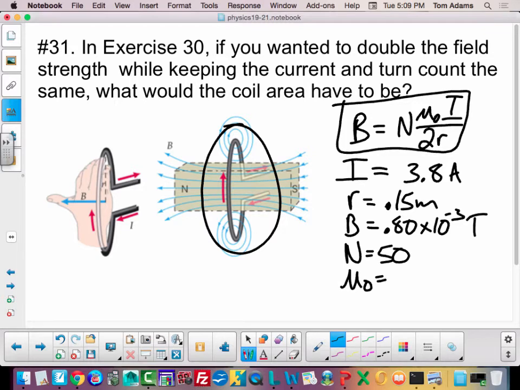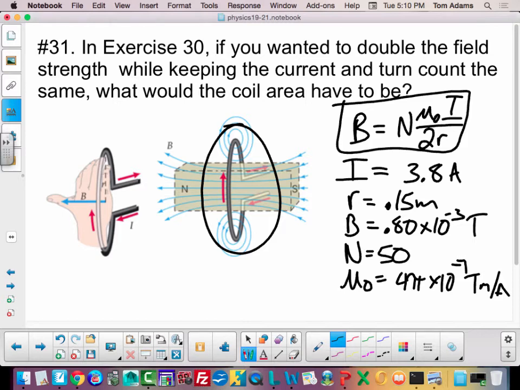the permeability of free space constant, remember, is 4 pi times 10 to the negative 7, and this is a weird unit, Tesla meters per amp. And so if you took all of these things and plugged them into the equation, you can calculate that the current was 3.8. So now the question for 31 is if you wanted to double the field strength while keeping the current and turn count the same, what would the coil area have to be?